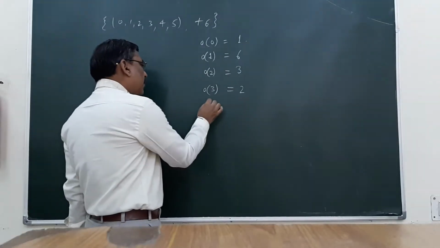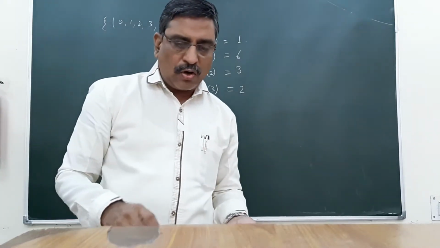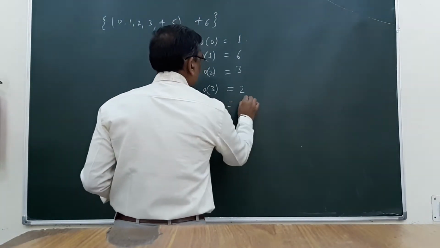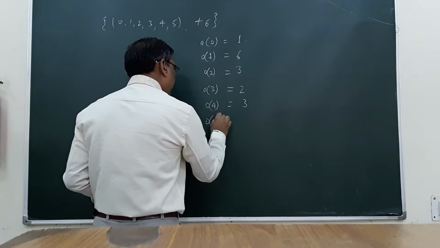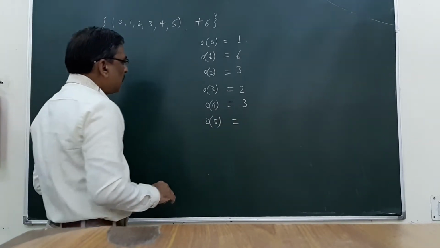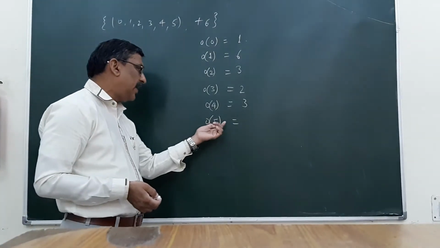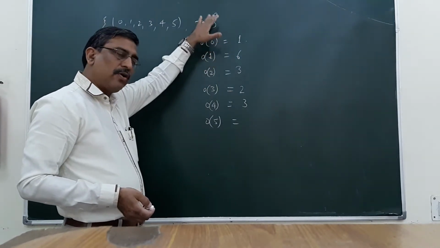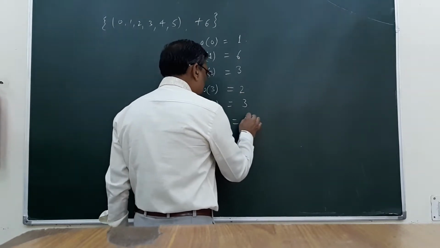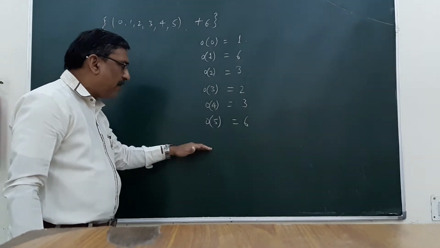Order of 4: 4 plus 4 plus 4. So order of 4 will be equal to 3, and order of 5 will be equal to 6, since 5 plus 5 plus 5 plus 5, 6 times will give us 30, and in this modulo case 30 will be equal to 0, so identity, so its order will be 6. So we can find the order of any element.